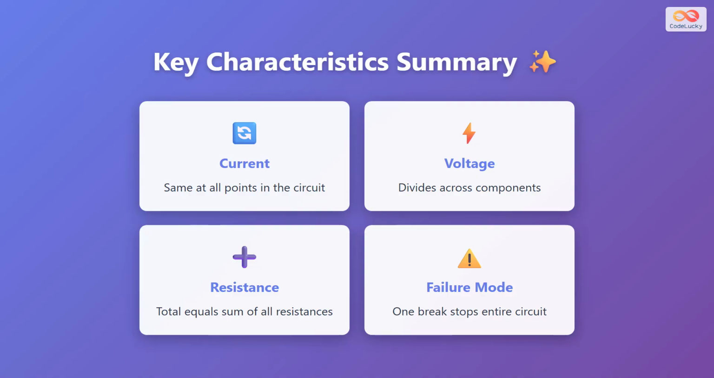Let's summarize the key characteristics of series circuits. First, current is the same at all points in the circuit. Second, voltage divides across the components, with each component receiving a portion of the total voltage. Third, total resistance equals the sum of all individual resistances. And finally, a critical limitation: one break in the circuit stops the entire current flow. If any component fails or is disconnected, the whole circuit stops working because there is only one path for current.